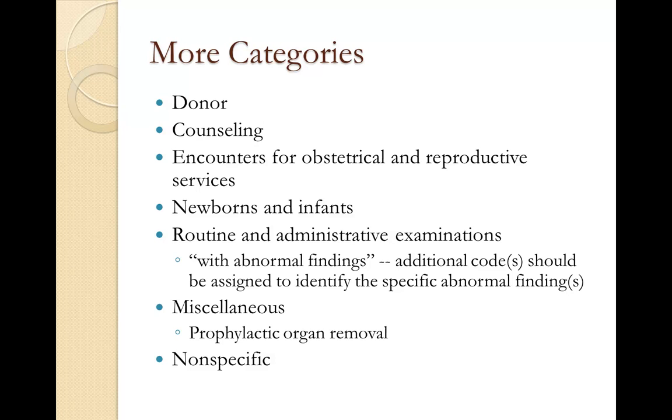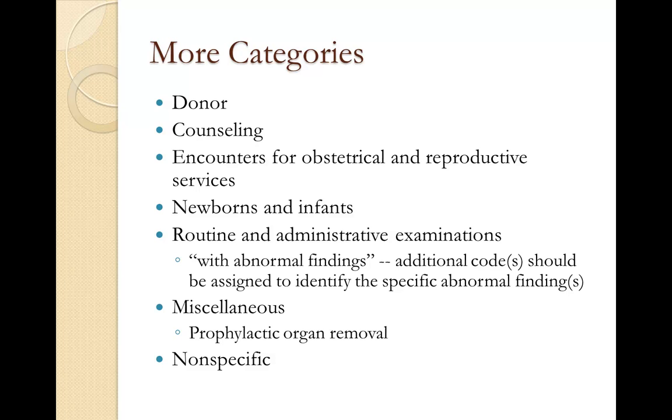We looked at some of the Z codes in the pregnancy chapter for obstetrical and reproductive services, patients coming in for routine prenatal visits. The newborns and infants, we've talked about a few of the Z codes there. The routine administrative exams, so if a patient is coming in just for a physical or something like that, if there is some sort of abnormal finding, then you can use additional codes to specify what those are. There's also kind of a miscellaneous section. An example here is prophylactic organ removal. And then we have some non-specific Z codes that are just kind of generic. And as always, if we can find a more specific code, we want to use that instead.